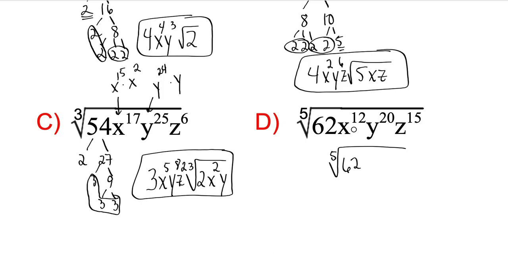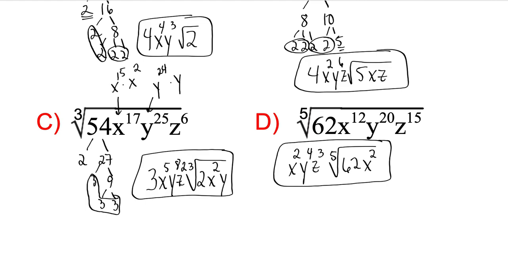So x to the 10th divides nicely by 5, which is 2 groups of 5. So that's x squared, and x squared back underneath. Divide this by 5, and that works out nice. We get y to the 4th. Divide this by 5, we get z to the 3rd. And that is all for that one. Wasn't too bad. Okay? So that is using the product rule to simplify radicals.